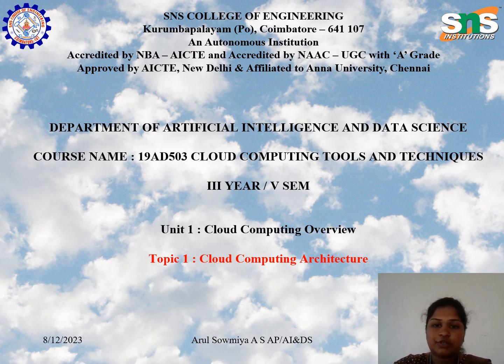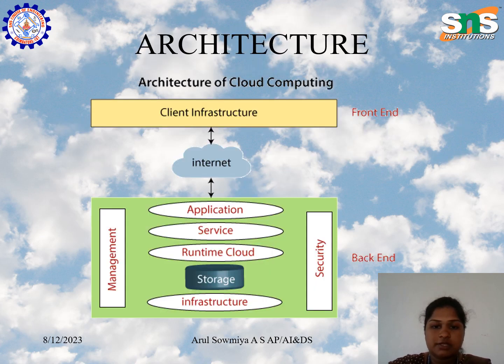So here I'm going to share about cloud computing architecture. So this is the architecture of cloud computing. Cloud computing architecture is a combination of components required for a cloud computing service. A cloud computing architecture consists of several components like a front-end platform, a back-end platform or servers, a network, an internet service, and a cloud-based delivery service.